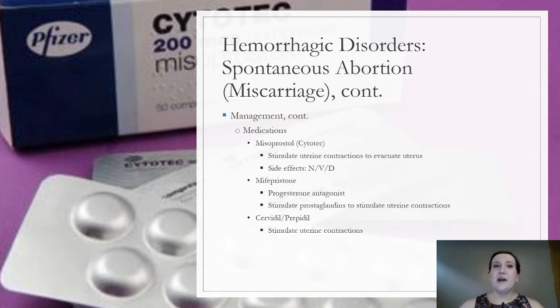So if we are having a miscarriage, if we've had a loss of a fetal heart rate, but we don't have any vaginal bleeding as of yet, we do need to get that fetus out. We need to get that placenta out, otherwise it's going to put that mother at high risk, obviously, for infection.